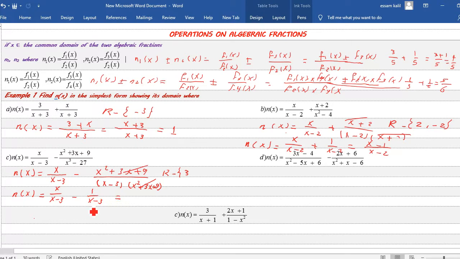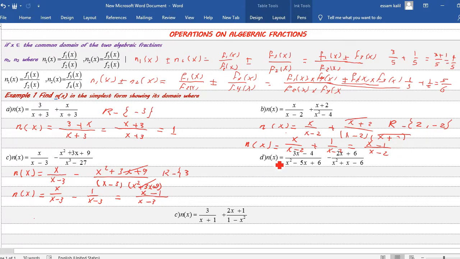What is the common denominator between them? The common factors between them of the denominator will become x minus 3. Writing the numerator and denominator and writing the sign between them will become x minus 1.